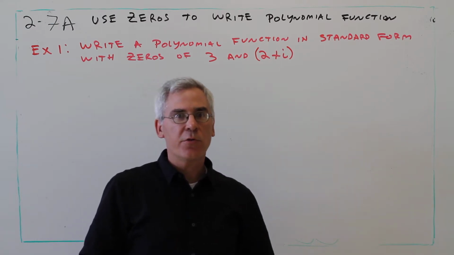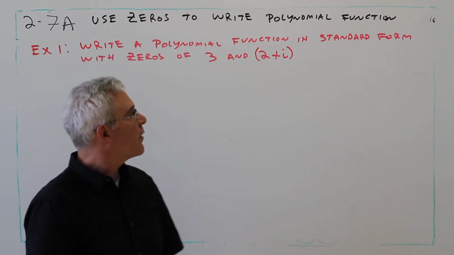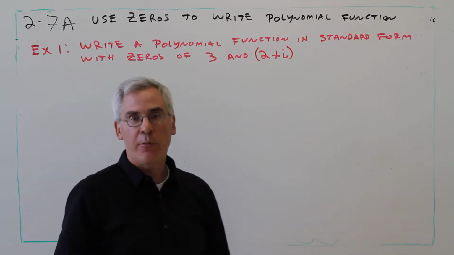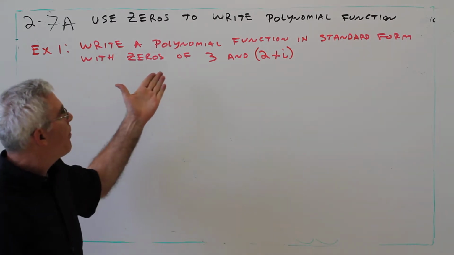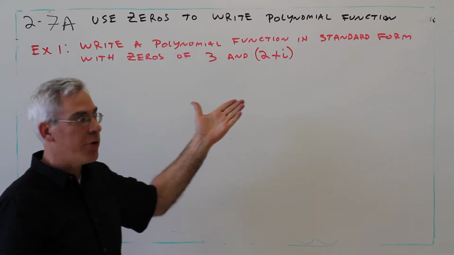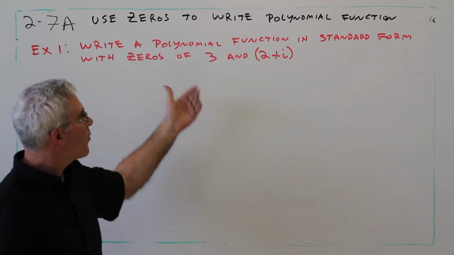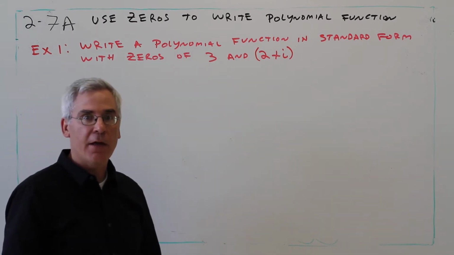This is lesson 2-7a, using zeros to write a polynomial function. Okay, here's our example. Write a polynomial function in standard form with zeros of 3 and 2 plus i.